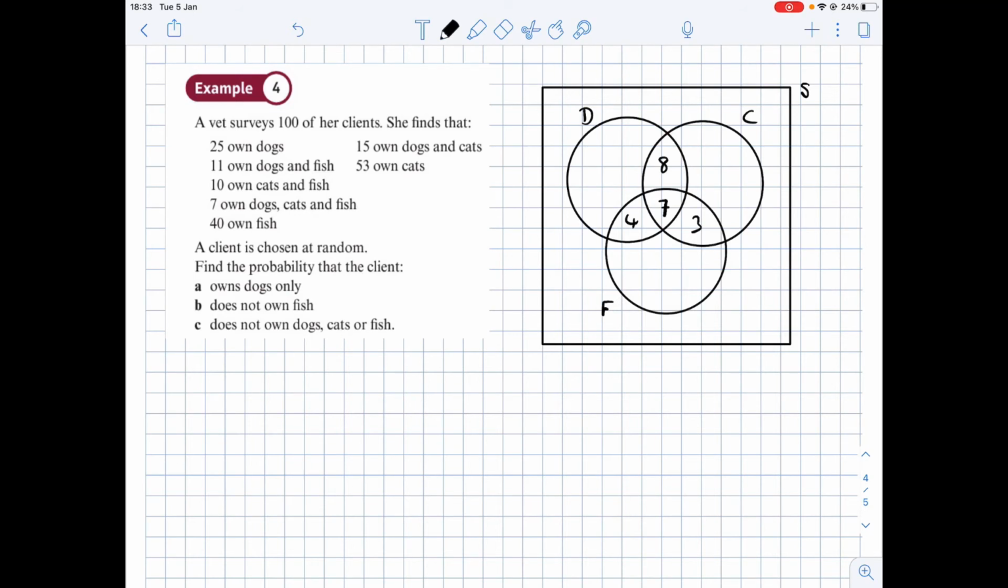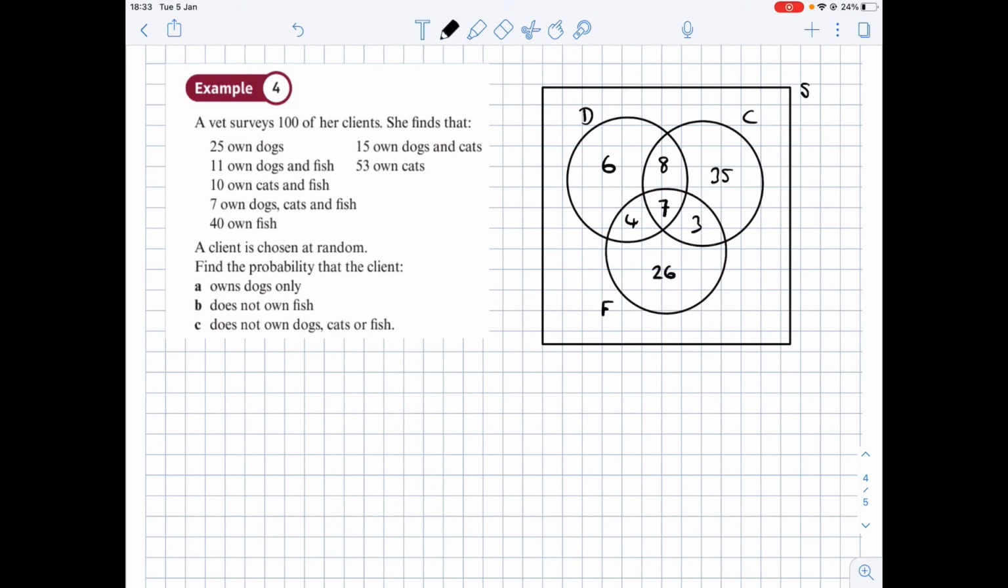And next, 25 own dogs. So in total, here we have 25, which means we're missing a 6. 53 own cats. So here we have 53 inside this circle, which gives us 35 who must only own a cat. And finally, what are we missing? Well, 40 owned fish, so in this one we must have fish. So therefore, 26 must go here.